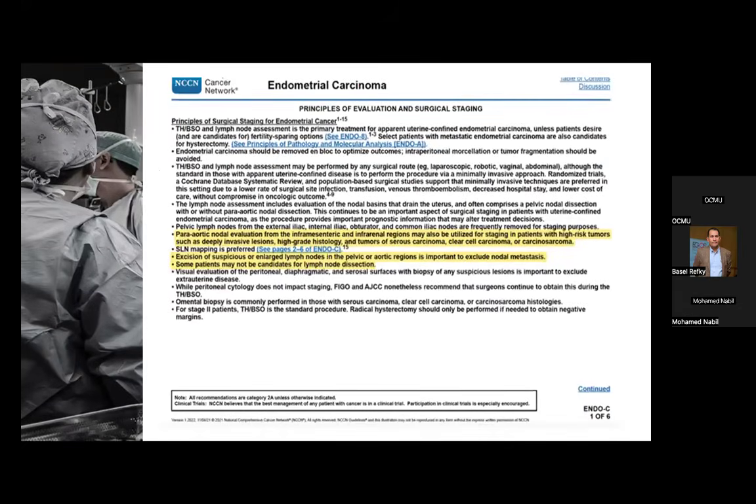So as we see in the NCCN guidelines, the para-aortic nodal evaluation from the inframesenteric to the infrarenal area is used only in staging of the high-risk tumors, like high-grade histologies, deeply invasive lesions, and tumors with serous cancer, clear cell, or carcinosarcoma. Excision of suspicious or enlarged lymph nodes in the pelvic and aortic region is important to exclude nodal metastasis. Some patients may not be candidates for lymph node dissection, either for comorbidity, morbid obesity, or other reasons.